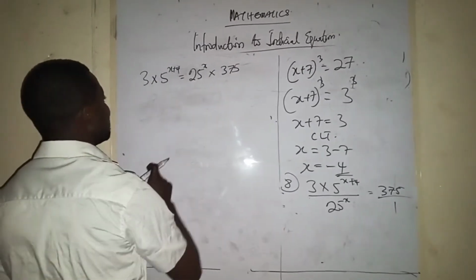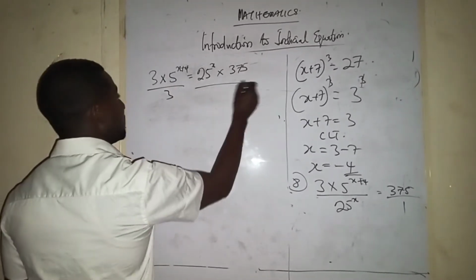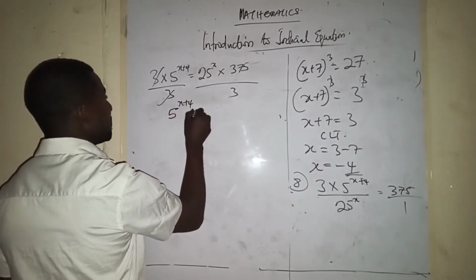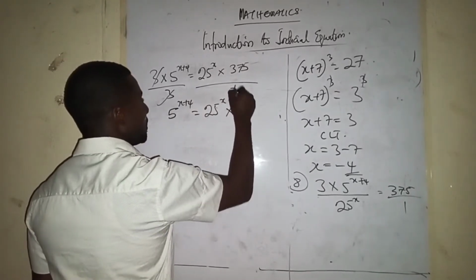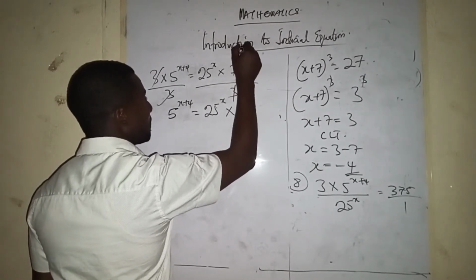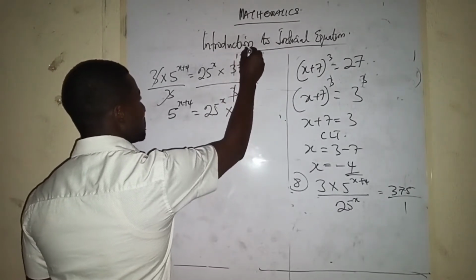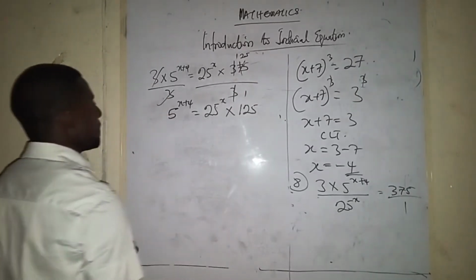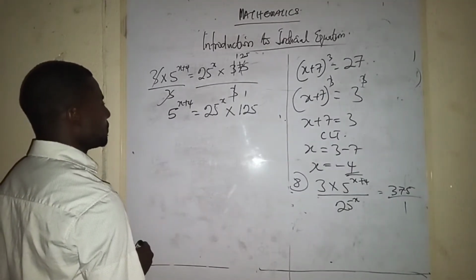Let's remove the 3. So we have divide by 3. Let's divide by 3. Here we go. You have 5^(x+4) is equals to 25^x times, 3 here 1, 3 here 1, 375 divided by 3 will give us 125. Okay?